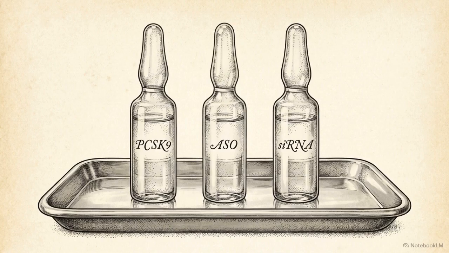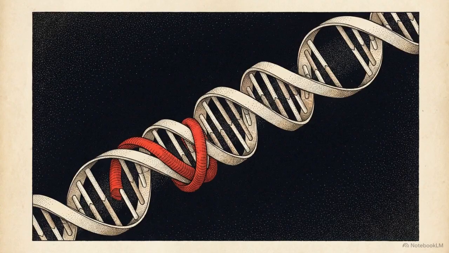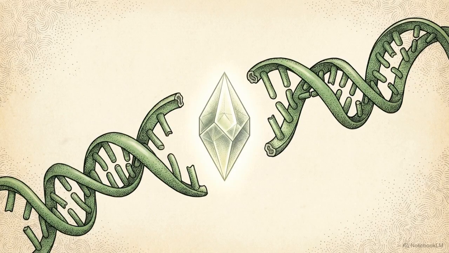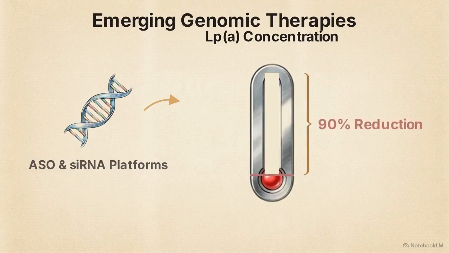The clinical horizon now includes PCSK9 inhibitors, as well as ASOs and siRNA platforms targeting the LPA gene. PCSK9 inhibitors are a class of injectable drugs that help the liver clear more LDL cholesterol from the blood. ASOs, or antisense oligonucleotides, are synthetic strands of genetic code designed to block the production of disease-causing proteins, while siRNA is a targeted therapy that silences specific genes before they can produce their corresponding proteins. These emerging therapies have shown the ability to reduce LPA by up to 90%.